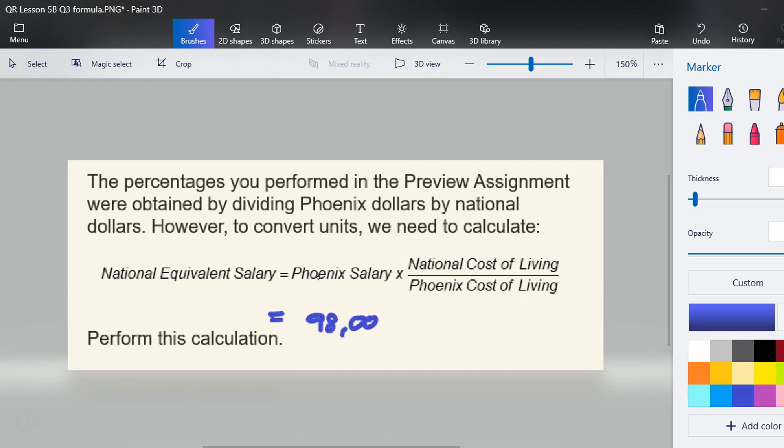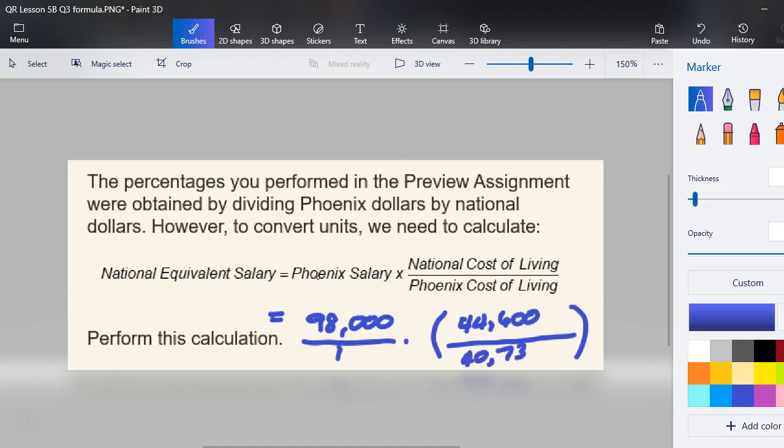To use this formula, we're taking the numbers that we saw in the spreadsheet, first being a Phoenix salary, which was $98,000. I'm allowed to put that over 1. Any number can be written over 1. Now I need to do the conversion. We're going to take the national cost of living, which in the spreadsheet was $44,600, and the Phoenix cost of living was $40,738. Remember, these are the Phoenix pieces. The Phoenix pieces, this is the national piece. The Phoenix units will become 1, and we're going to end up with a national amount.